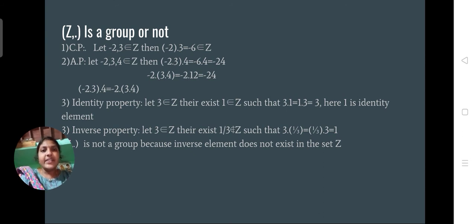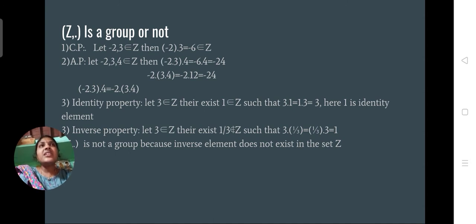Here we take one element 3 that belongs to Z. Then there exists 1 by 3. Is 1 by 3 an element of Z or not? So 1 by 3 does not belong to Z. But the inverse property is a star a dash is equal to a dash star a is equal to e. That means if we operate a with another element, then we get the identity element.